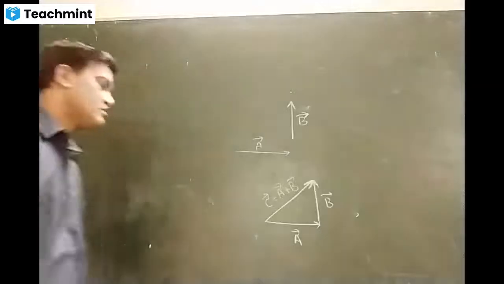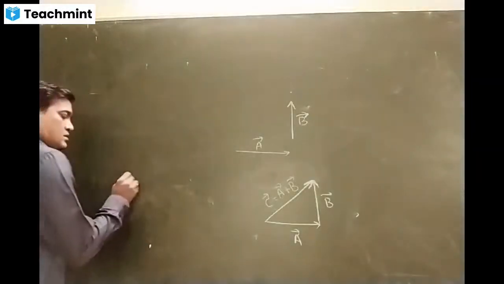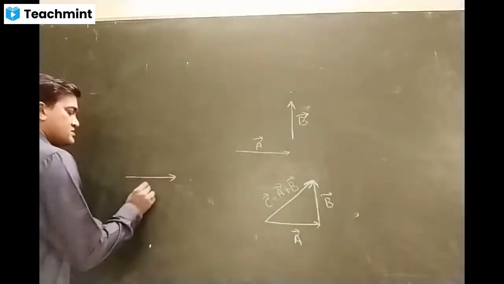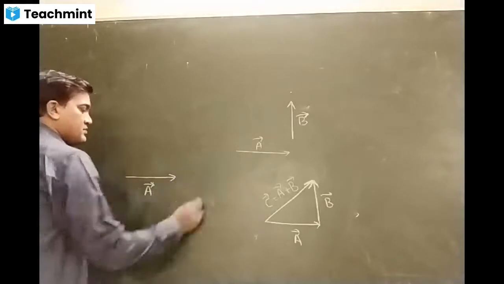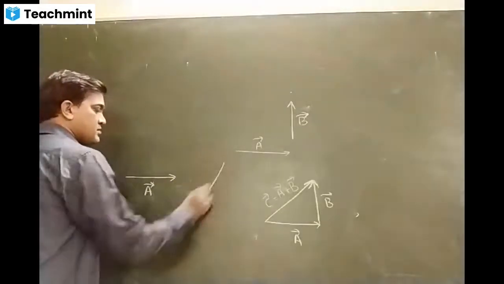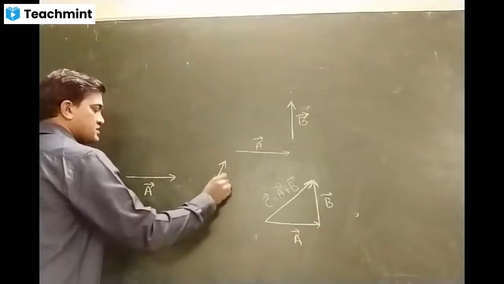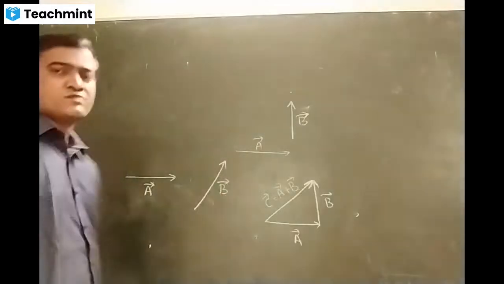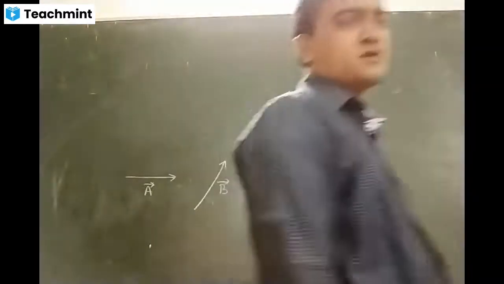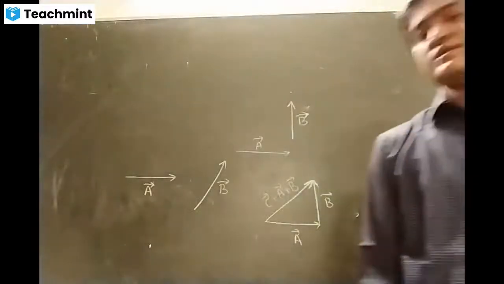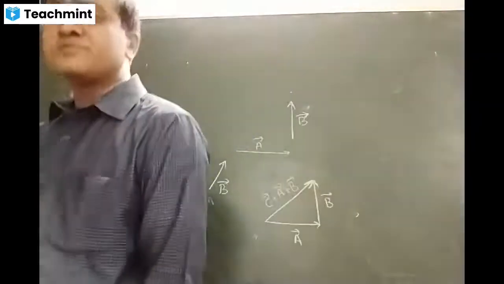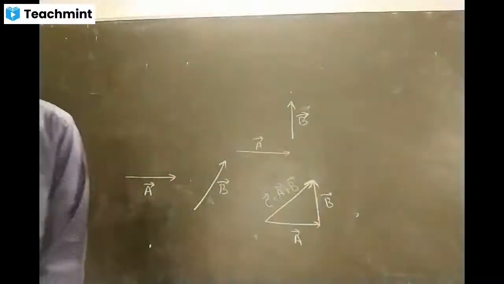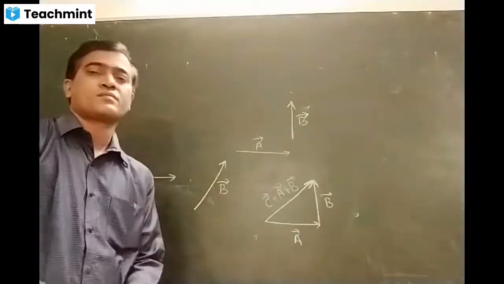Now let me show you one more. Here, let me take this as A bar. Let me consider this one as B bar. Whether they are of equal magnitude or of different magnitude, it is immaterial, right? But if I want to add up these two vectors A bar and B bar, what do I have to do now?